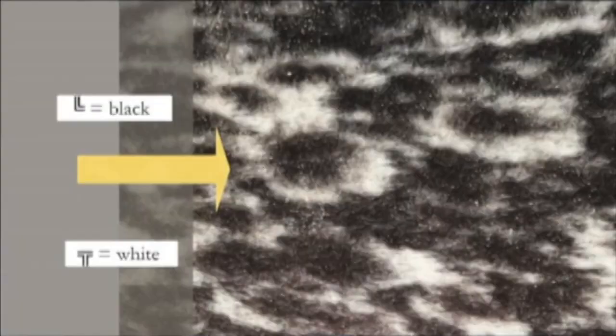Instead, differentiation occurs. If L equals black and T equals white, the random mix might go from an all-over gray pattern to a black and white spot pattern. This is because T clumps have produced more T's and L clumps have produced more L's. You could say that the clumps are self-sustaining systems.